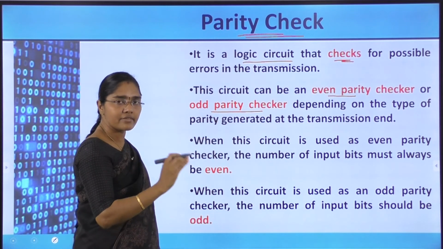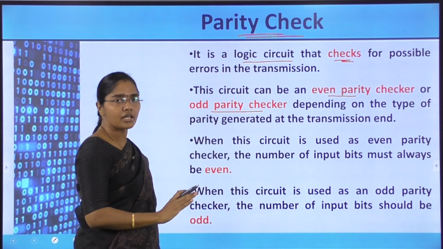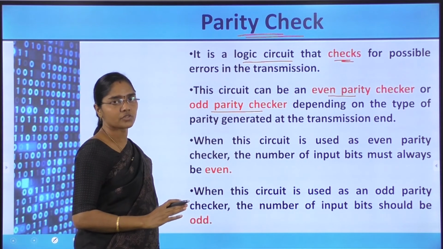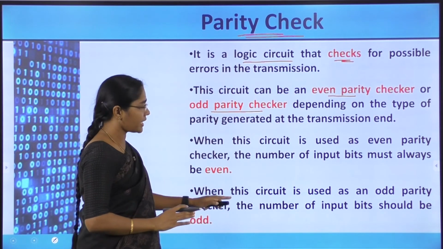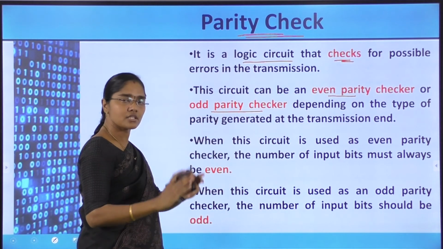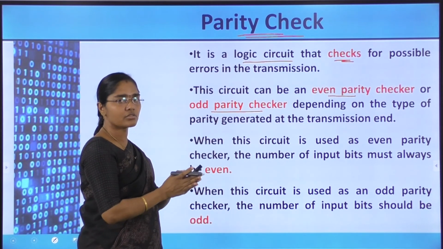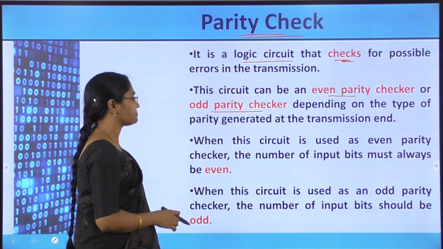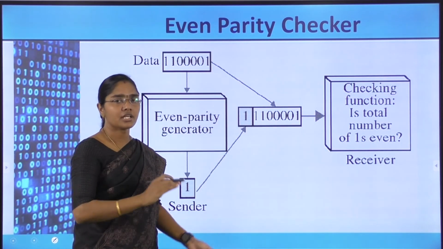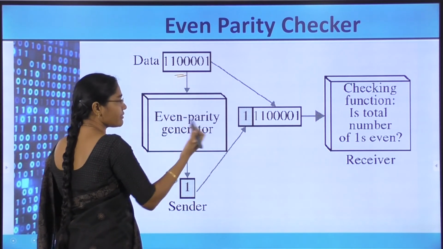An even parity checker gives output 0 if it satisfies the even parity, or gives output 1 if it doesn't satisfy the even parity. Similarly, an odd parity checker is also a circuit which gives output 0 if it satisfies the odd parity, and if it is not satisfied, it gives output 1. Let's see the even parity checker first, then the odd parity checker. What is the function of the even parity checker actually?